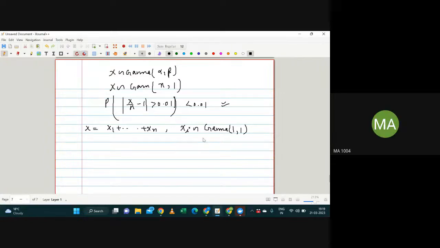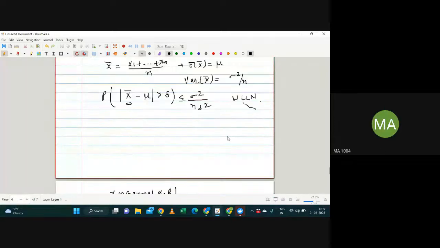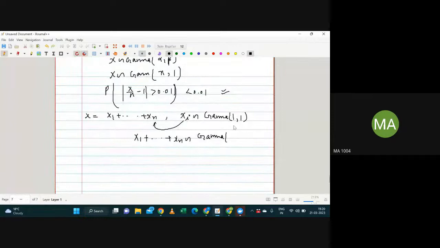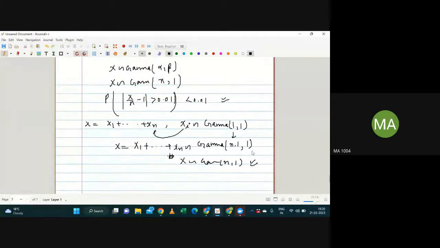Yes, sir. If each Xi is gamma 1 comma 1, what will be X1 plus so on Xn? As per this statement, if X1 to Xn are IID gamma alpha comma beta, then the summation of these random variables will be gamma n alpha comma beta. So n alpha means n into 1, and beta is 1. This is nothing but my X, so X follows gamma n comma 1. This is given in the question, right? Is it okay for everyone? Yes, sir. Okay, great.